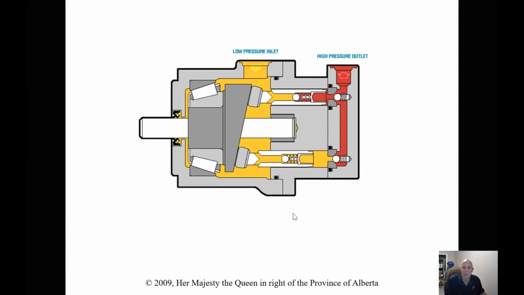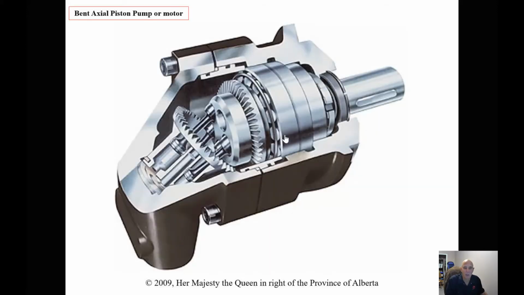Now, anytime we see one of these pumps, we also have to have a case drain. That's for any oil that gets by here under pressure, so it gets to go back to the reservoir. We never want to block off our drain line, because what we'll end up doing is blowing the seal out. This one here is a bent axial piston pump. They can also be a motor. We're going to see axial piston pumps and motors.